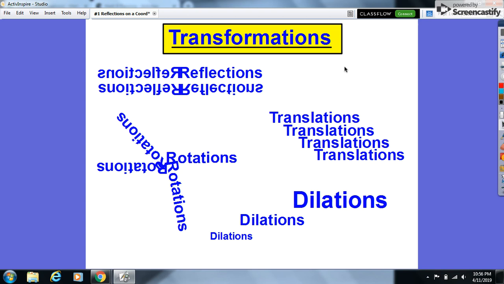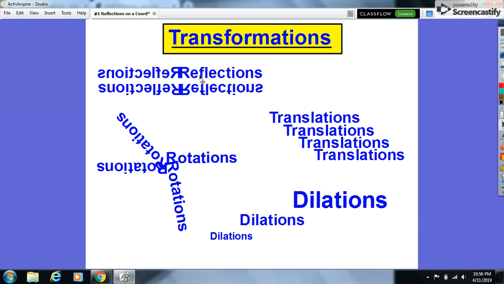Hey y'all. So let's start with diving into our 4 things we need to learn about transformations. On the screen right here, you can see all 4 of the names. We've got reflections, rotations, translations, and dilations. And by the image of what they look like, you can kind of get a description of what each one does.